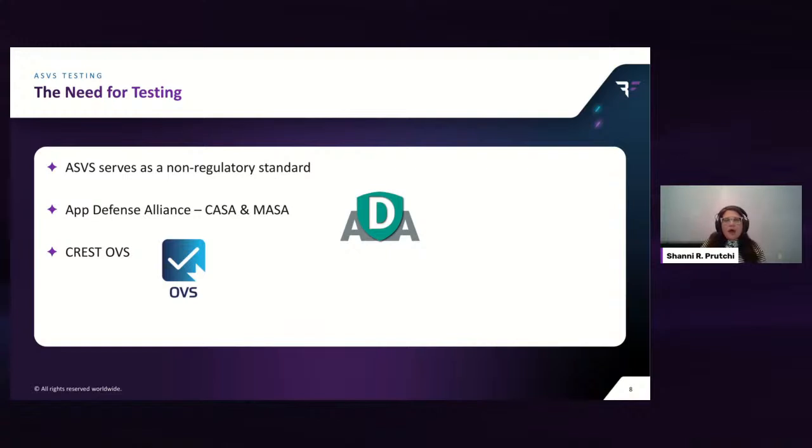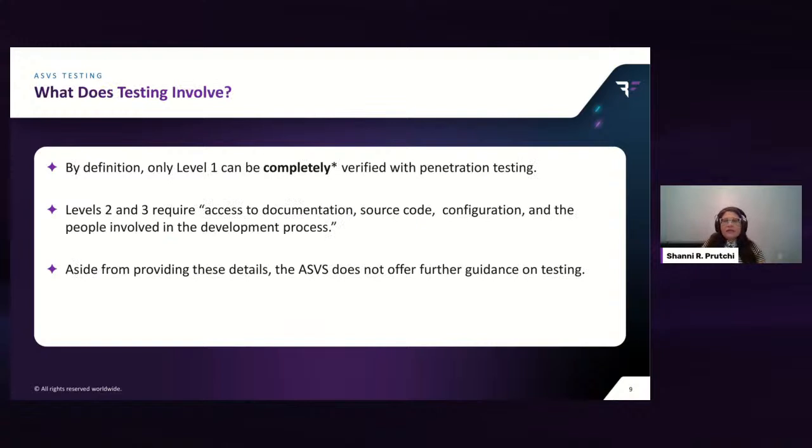Additionally, CREST offers the OWASP verification standard, which is an accreditation for app security testing companies to show that they are able to test against levels 1 and 2 of the ASVS. So one of these standards is to show that your organization has the knowledge to test against the ASVS, while the other one says that your application has been verified against the ASVS. So this testing is now available and is growing more in availability.